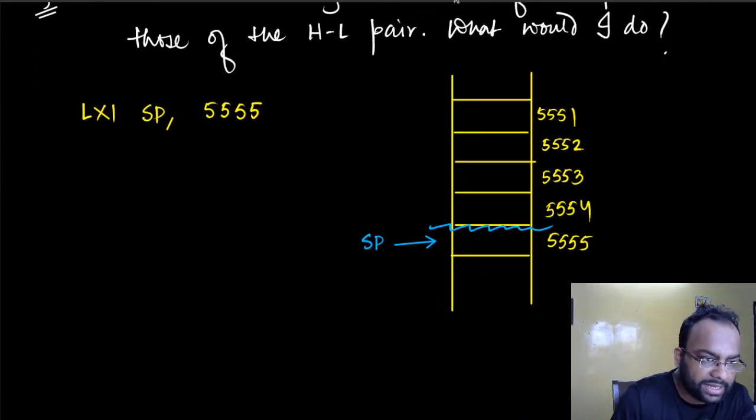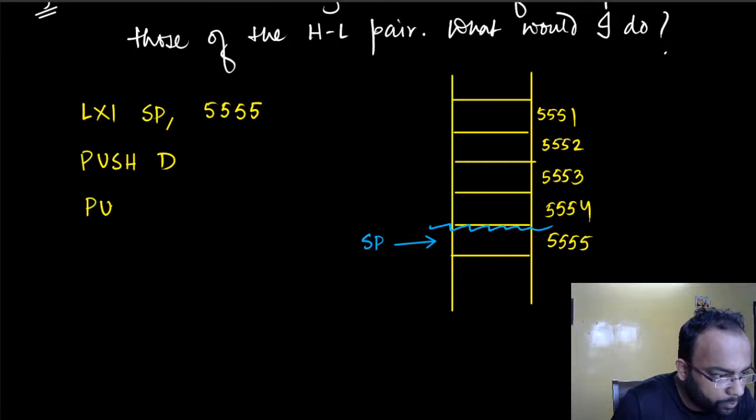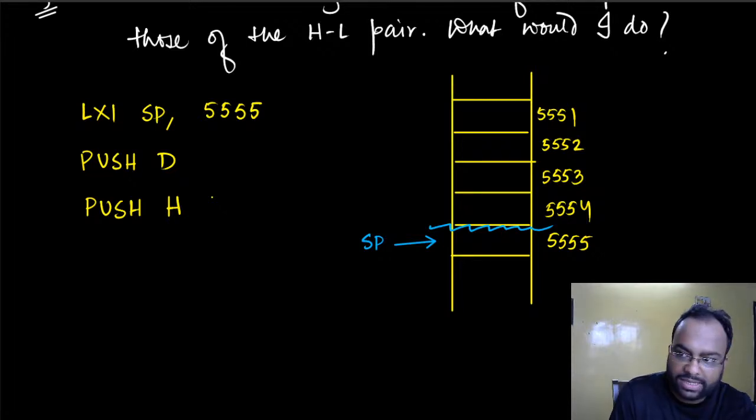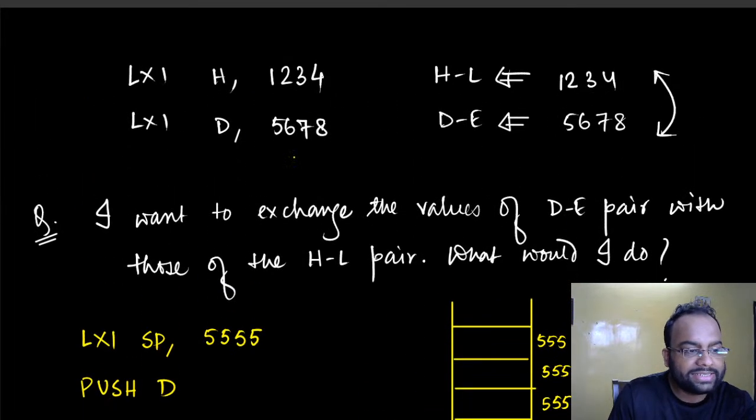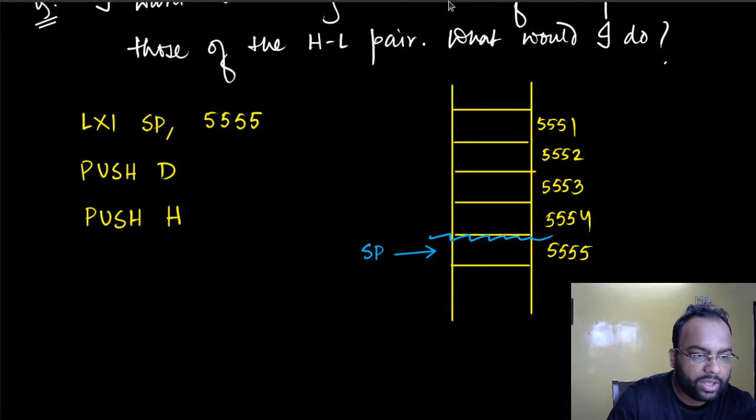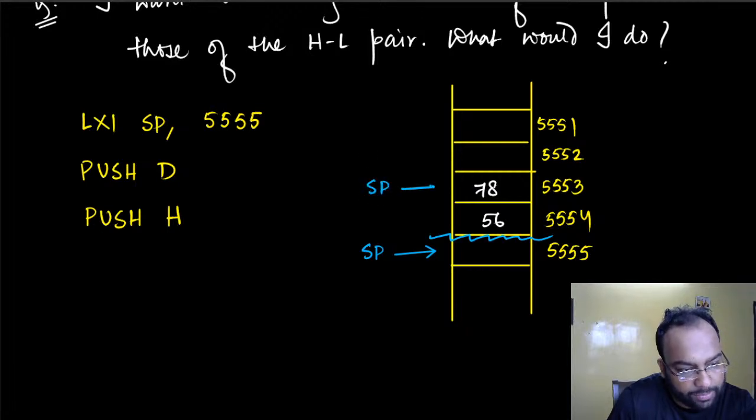If I do things like this, try to understand what is happening. If I do push D and push H, what happens after doing these two? If I do push D, the value from the DE register pair goes into the stack, right? Now in the DE register pair, I have 5 6 7 8. So 5 6 goes here, 7 8 goes here. Now my stack pointer will be pointing at this memory location.